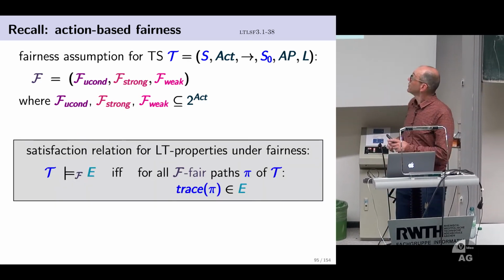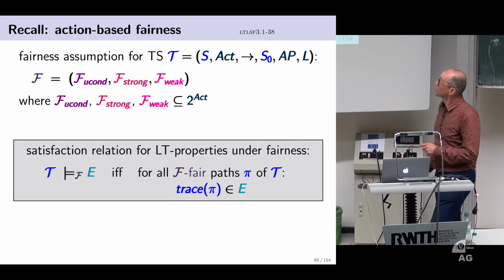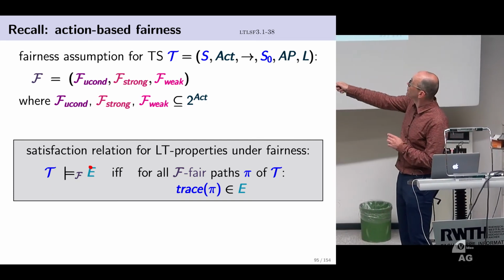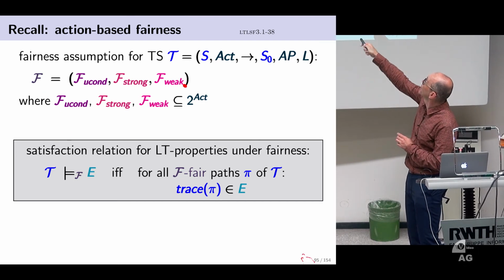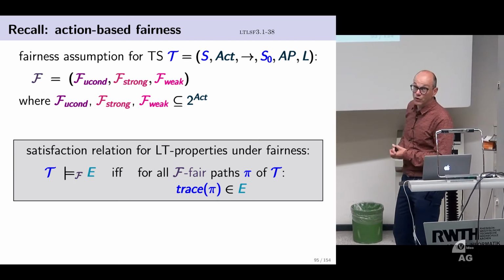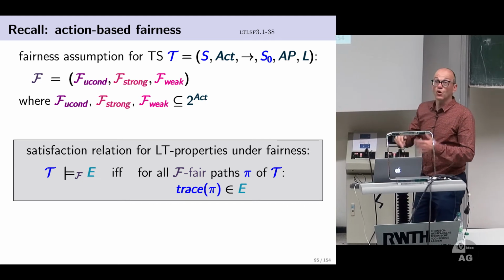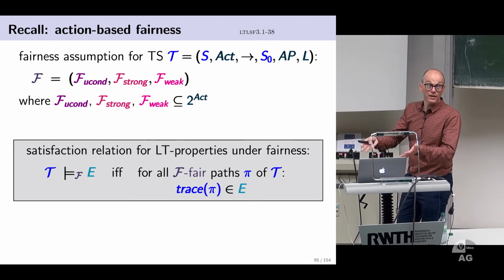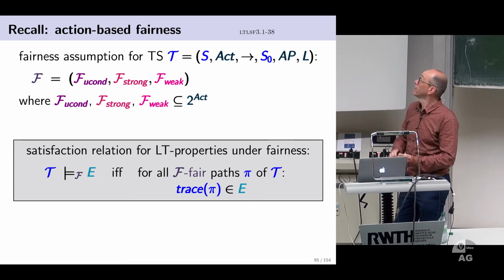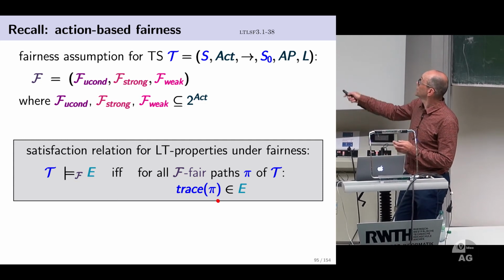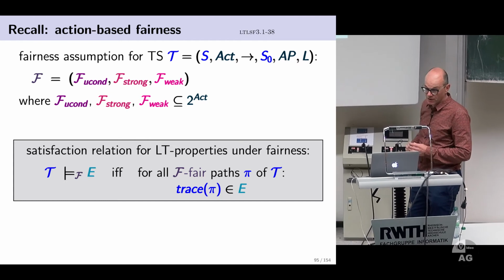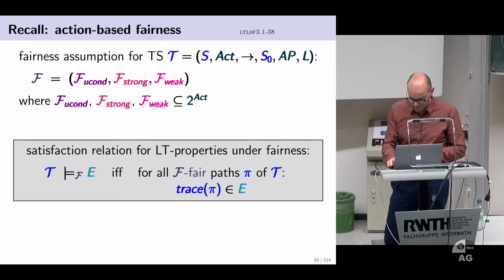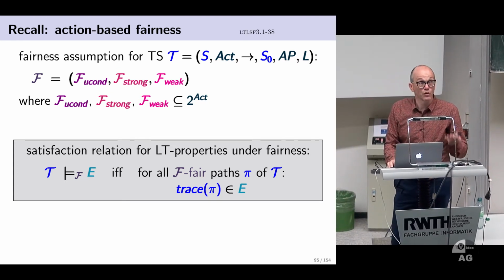Good. And then we defined the satisfaction relation saying that a transition system satisfies an LT property E under such a fairness assumption, so under such a triple, if and only if all the fair paths, so all the paths that are still remaining, that all satisfy the fairness assumption, all those paths satisfy the property. That means the trace of such a path is included in the set E. What I want to do now is to basically lift this whole thing to LTL.